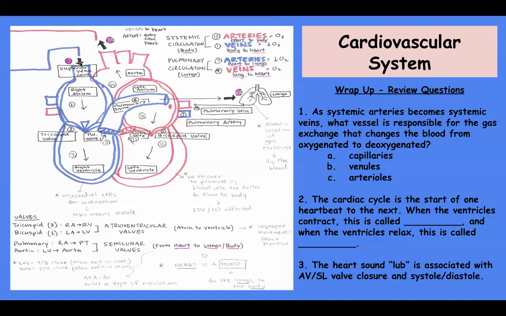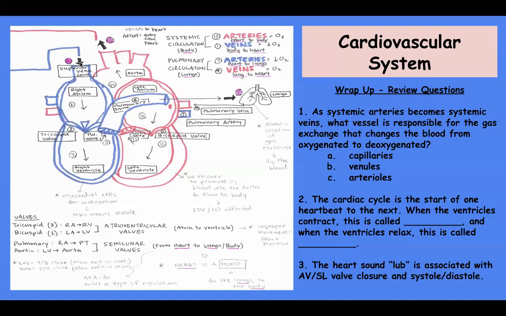Right, I see some comments in the chat. So this one's kind of a tough one. It's kind of like a challenge question. So let's see how I want to explain this. All right, so I see some comments in the chat, systole and diastole.